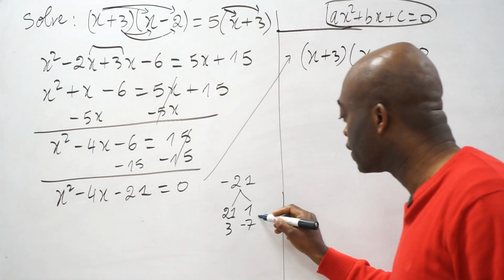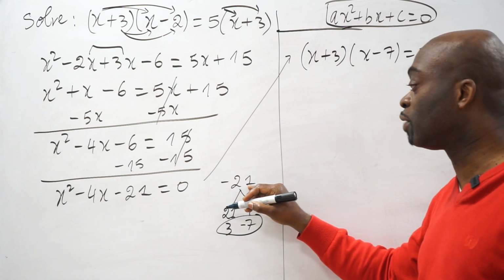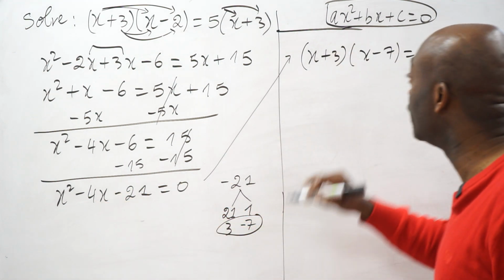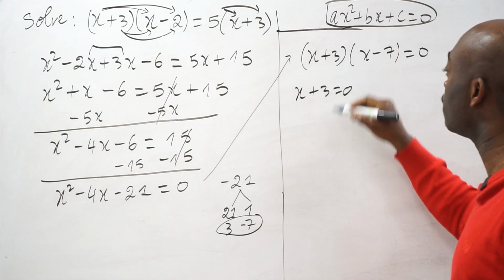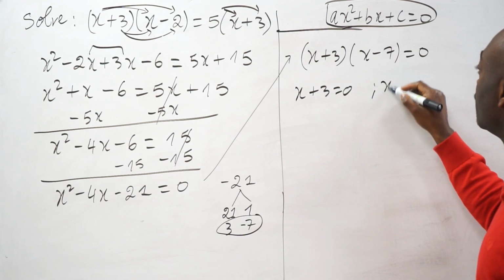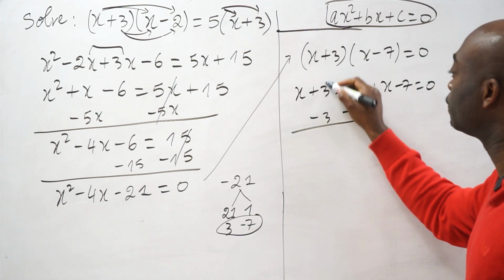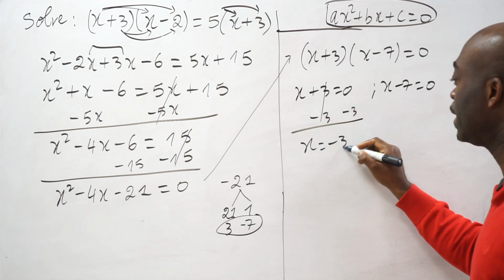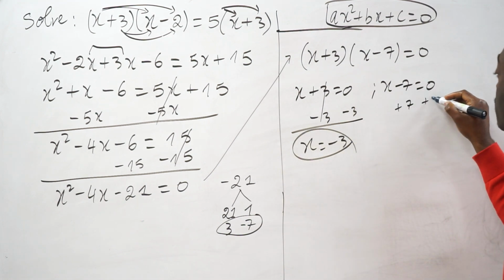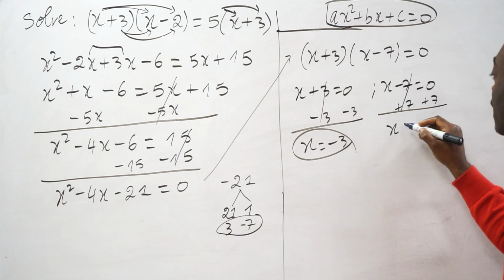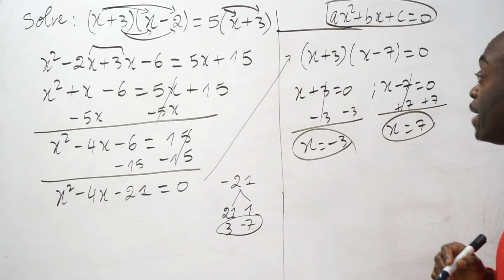Again, because we have these two numbers: when you multiply them, they give you negative 21, and when you add them up, they give you negative 4. So from there, you set x plus 3 equals 0, and x minus 7 equals 0. Subtracting 3 from both sides, x equals negative 3 for this one. And for the second one, plus 7 on both sides, we end up with x equals positive 7. Those are the two answers that we get.